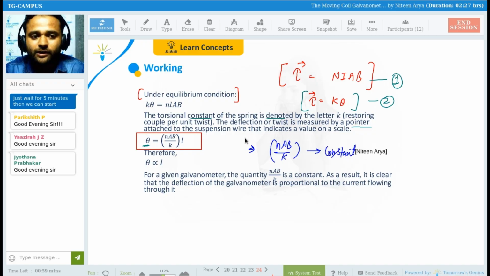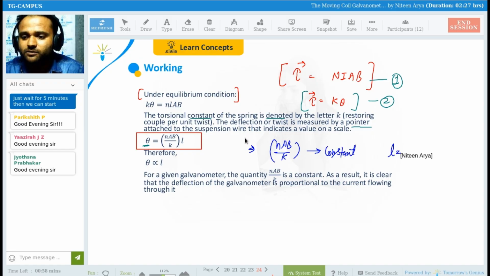Okay, A is the area of coil, N is the number of coils, B is the magnetic field, K is the spring constant. We fix the spring. What can we change easily? L, the length of the spring, isn't it? This L is the length of the spring.